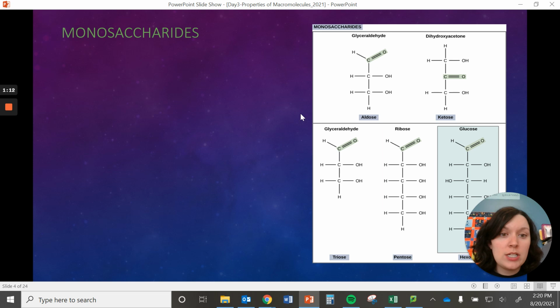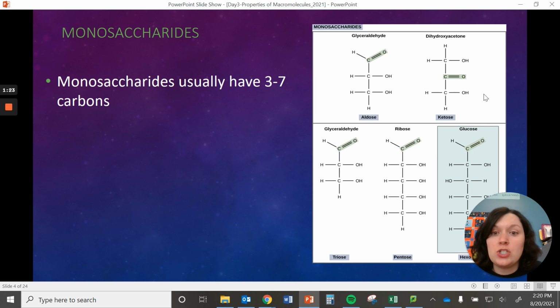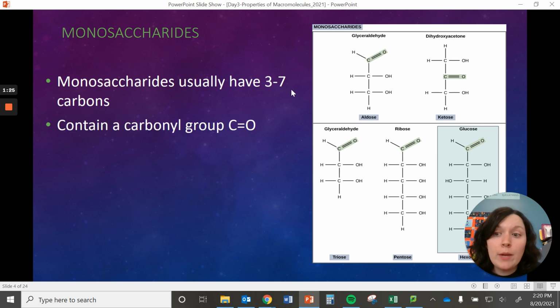So here are some pictures of some examples of monosaccharides. So mono, meaning those are the monomers. Okay, there's different ones we could use, but these are all examples of monomers. So some of them are longer and shorter. They usually have 3 to 7 carbons.